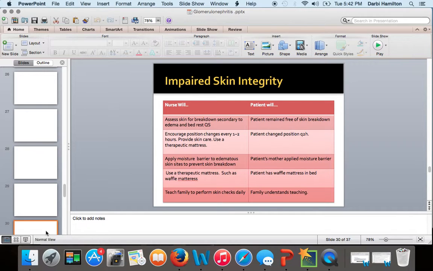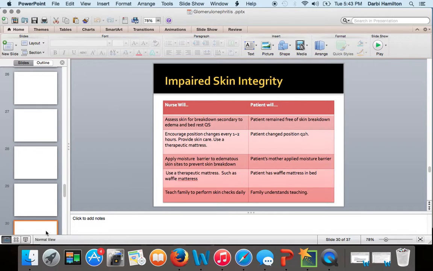Apply moisture barrier to edematous skin sites to prevent skin breakdown. Patient's mother applied moisture barrier to lower extremities. Use of a therapeutic mattress such as a Warfarin mattress is encouraged. Patient response: patient had a Warfarin mattress placed in bed.